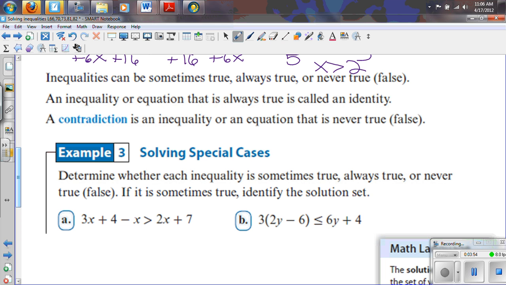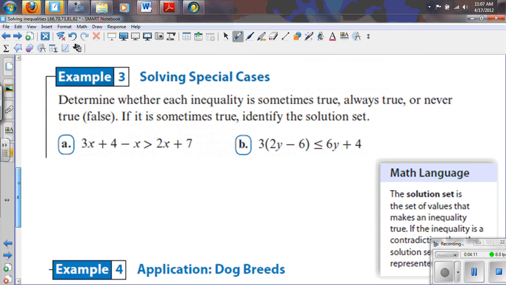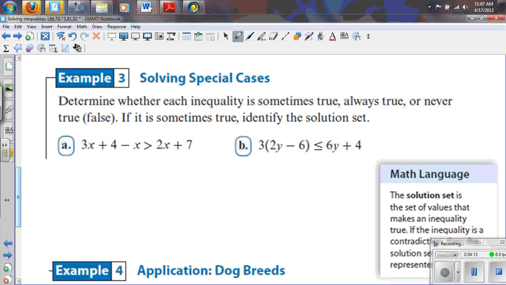Inequalities can sometimes be true, always true, or never true. In other words, false. An inequality or equation that is always true is called an identity. A contradiction is an inequality or equation that's never true, or that's false. So there's some special cases that we're going to look at here and determine whether it's sometimes true, always true, or never true. And if it is sometimes true, then we have to identify the solution set.